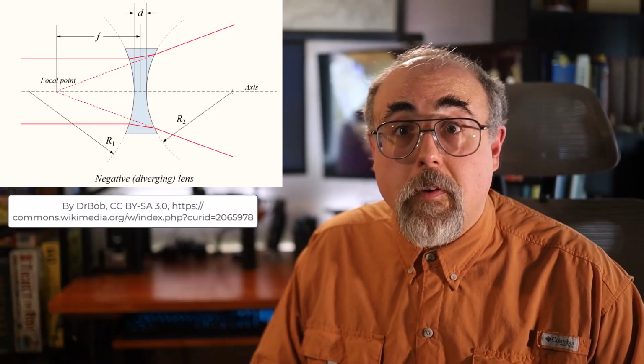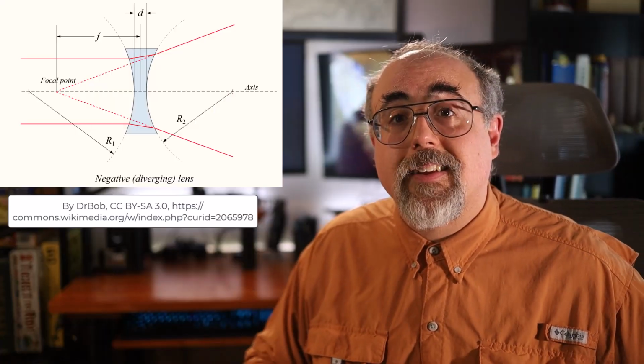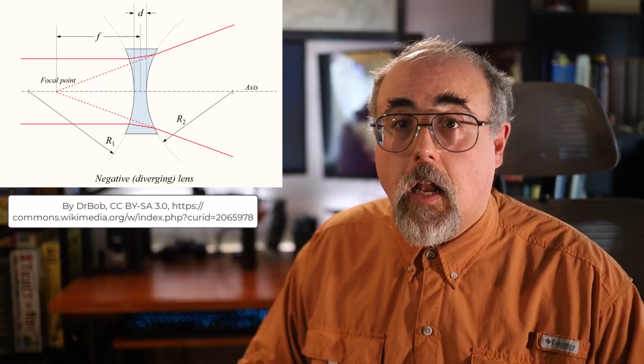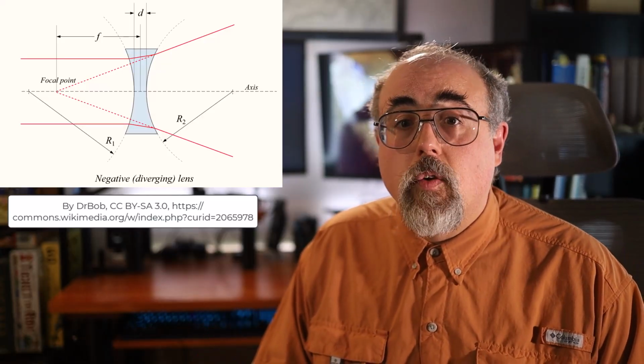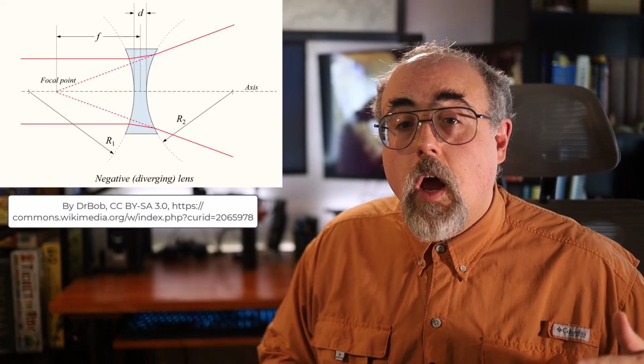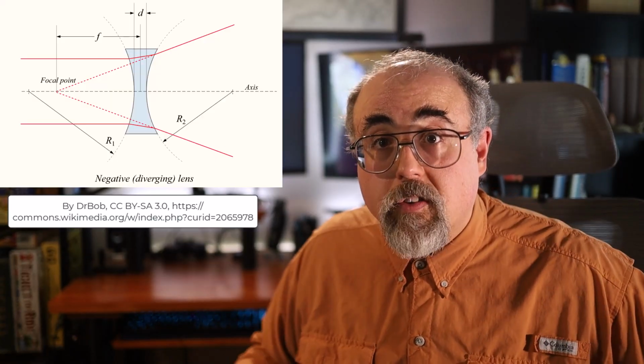The opposite is going to happen if we have the opposite. The opposite of a convex lens is a concave lens. It's been caved in the middle. That's the way I think about it. So it's fat on the outside, skinny in the middle. And that's going to cause it to spread out. It's going to be very divergent.